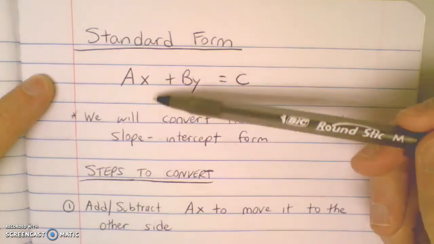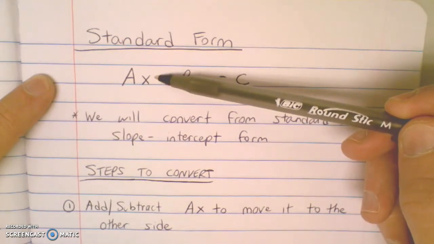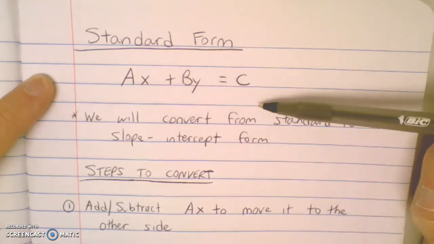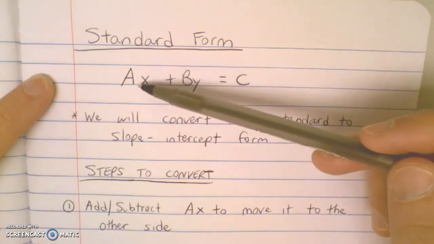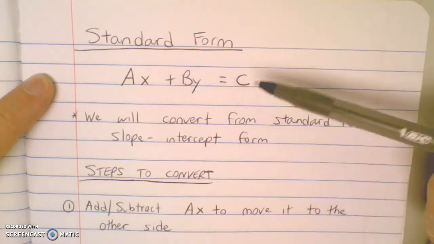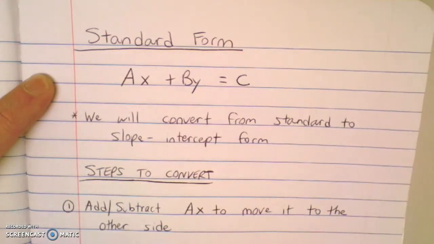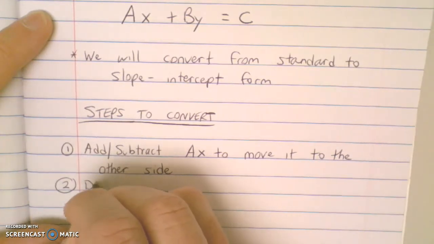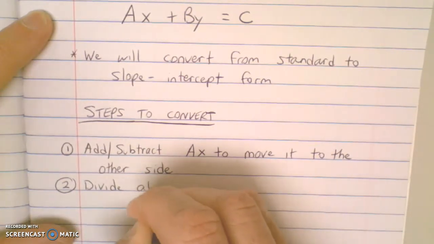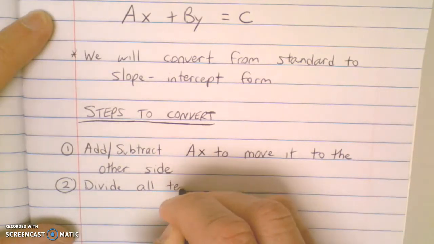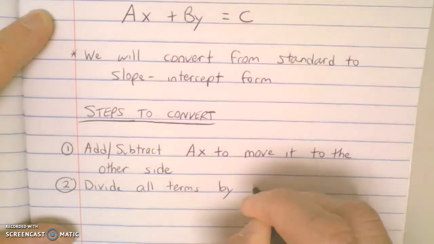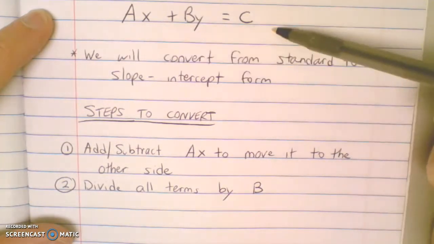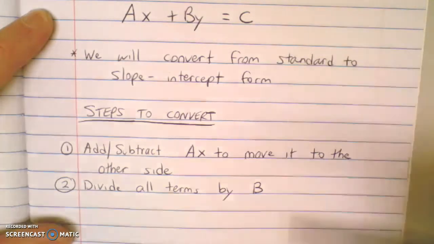Whatever the ax term is, you're either going to add it or subtract it depending on the sign. You'll do the undo of this term to get it from this side to the other side. Because remember, when there's an equal sign, if we want to move something over, we have to undo it by adding or subtracting it to the other side. Then you want to divide all the terms by the b value. Whatever that number is for b, after we've subtracted or added ax to the other side, we'll divide everything by b.